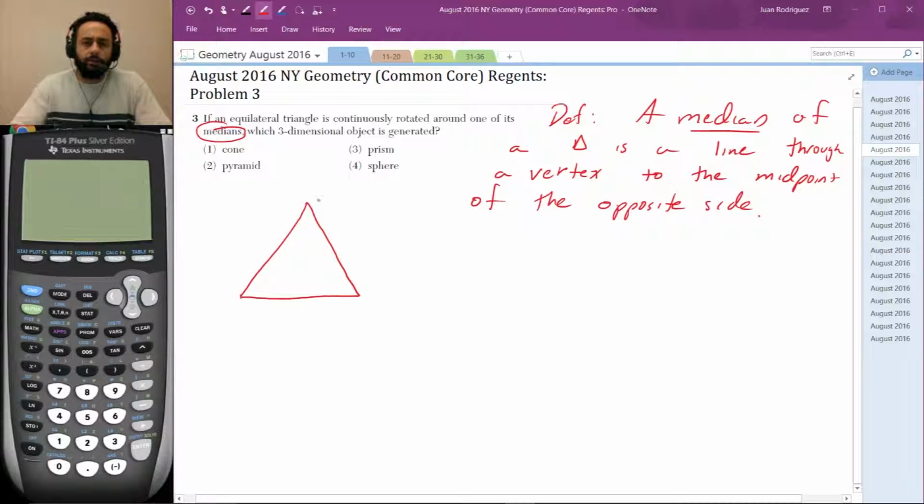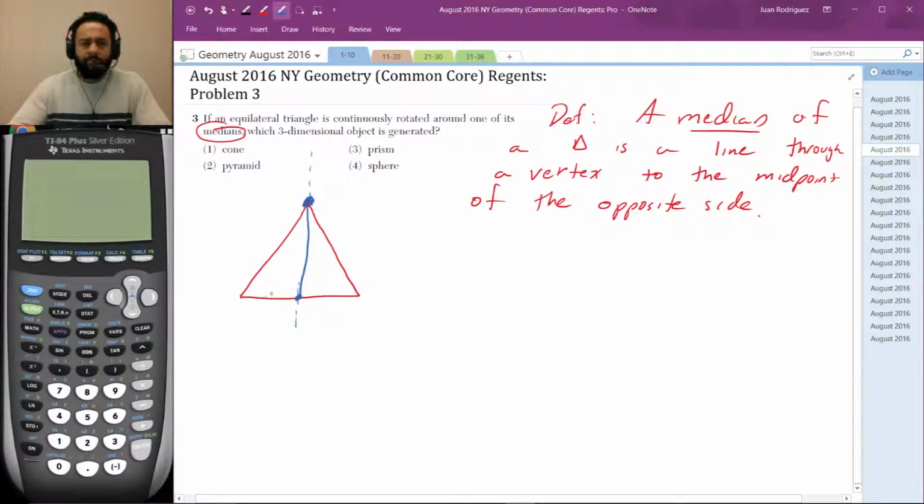So let's see. I'm going to pick the top vertex, because I feel comfortable choosing this top one over here, and then the median goes to the midpoint of the opposite side. So that is right there. Median. In fact, a median will extend on forever because a median is actually a line, not a line segment. But that's what a median is.